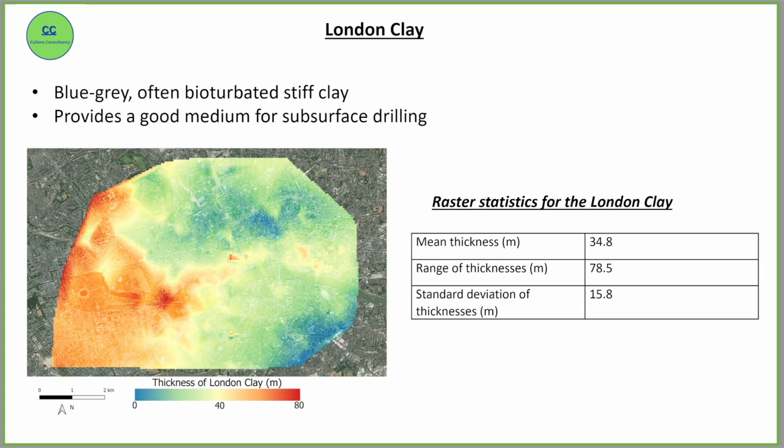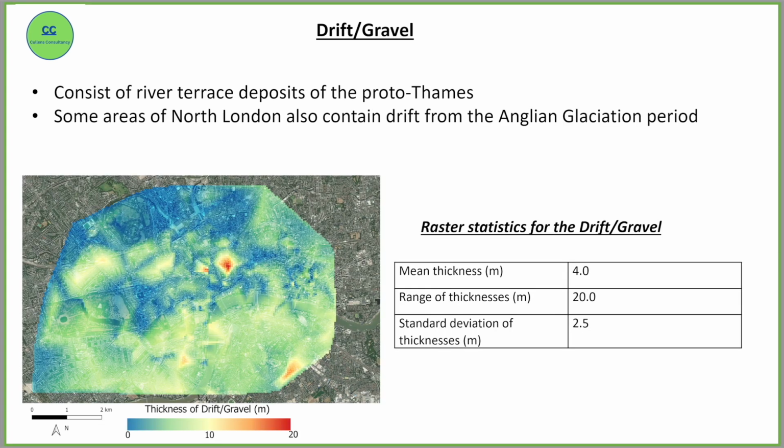Overlying the Lambeth Group is the London Clay, which is a blue-grey, often bioturbated stiff clay. The general homogeneity of the London Clay provides a good medium for subsurface drilling. It is thickest in West London and begins to thin considerably towards the southeast and in areas of northeast London. Lastly, the thickness of Quaternary deposits were also modelled, which predominantly consist of the river terrace deposits left by the Proto-Thames and drift from the Anglian glaciation. The thickness of the drift and gravel deposits across London generally range between 0 and 10 metres, with 2 small pockets of up to 20 metres being seen in northeast London.